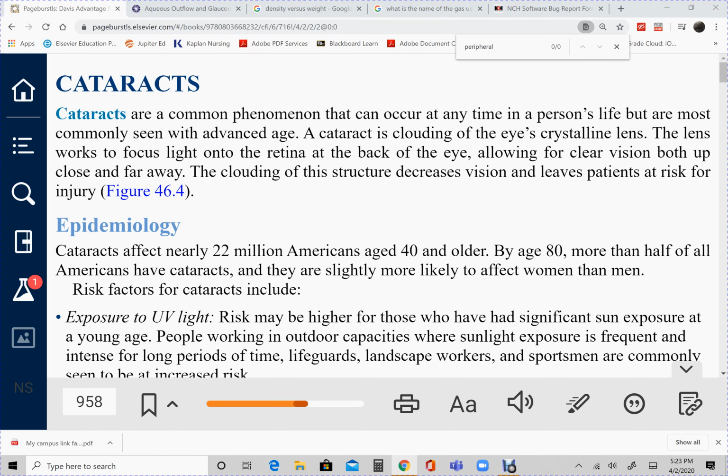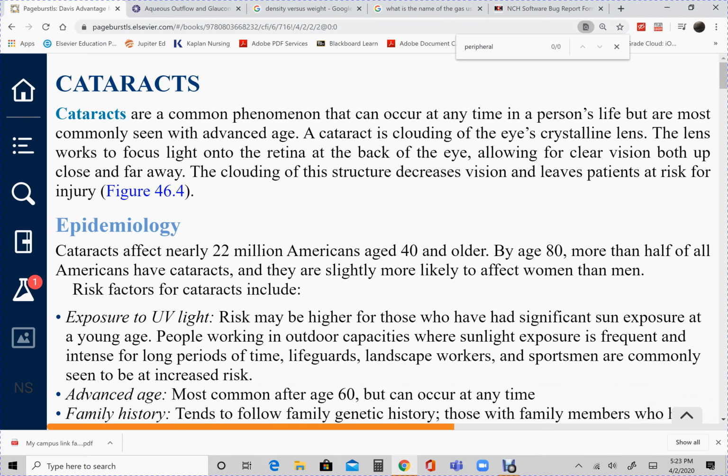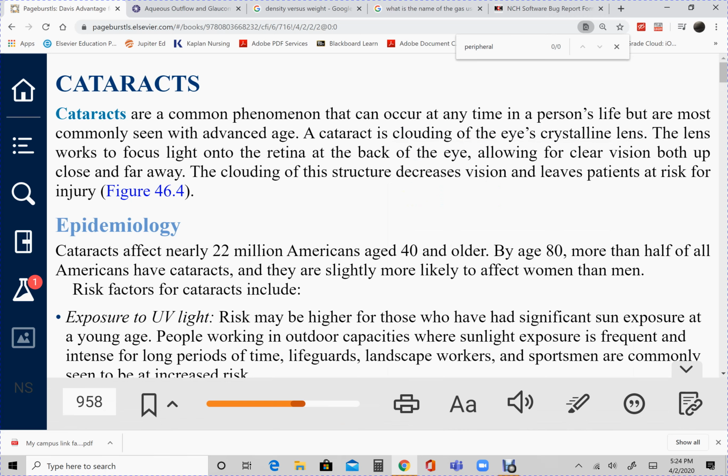Let's start with cataracts. This is chapter 46, page 958. As stated here, cataracts is one of the most common eye disorders. The nature is clouding of your lens. That will cause, of course, an obstruction in your field of vision.